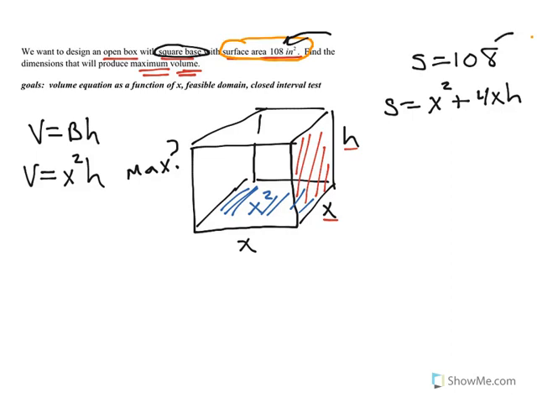And how much surface area do we have to work with? 108. So capital S is going to be 108, and that's going to be our equation for our surface area. What we're going to do is use this equation to solve for one of the variables and substitute it into the volume equation so we have fewer variables. So let's go ahead and solve for variable h. We'll get a definition for h, and once we have that definition we can plug it into h over here. To solve this we're going to subtract x squared.